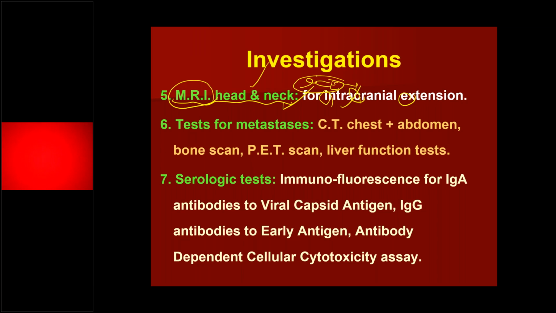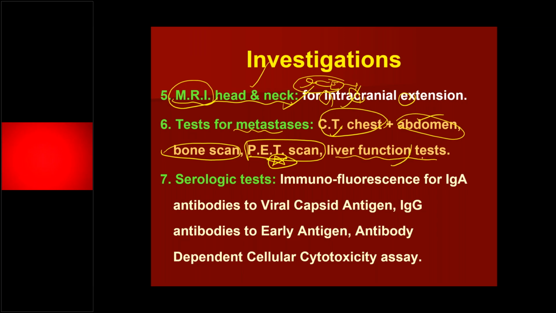Test for metastasis: whether metastasis has occurred or not, how do you know? CT scan chest is very important. CT scan abdomen is important for metastasis. You can go for bone scan. Nowadays, most importantly, the PET scan is being done. And LFT, to see whether the liver is involved or not.